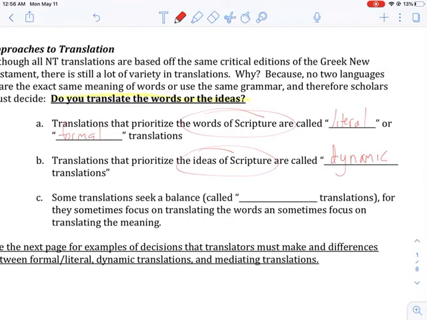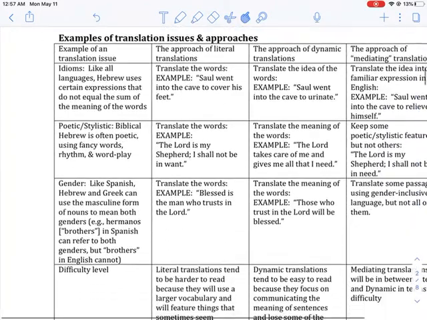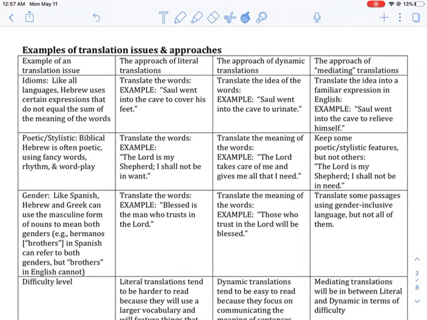Sometimes translations seek a balance, and they're called mediating or middle translations. Because sometimes they focus on the words, but sometimes they focus on the meaning. And so they seek to do the best of both. When it makes more sense to focus on words, do the words. If it makes more sense to focus on the meaning, do the meaning. The next page has no blanks, but it's a series of examples. And I'll highlight these and seek to explain them.